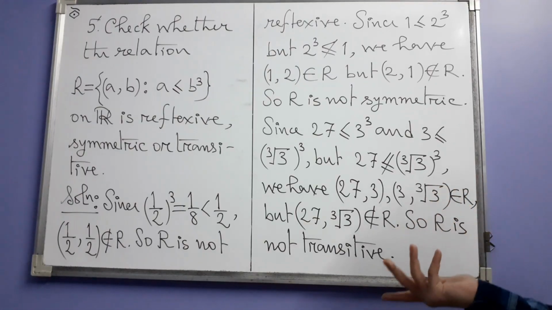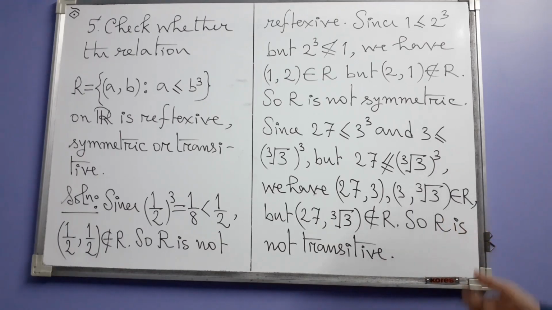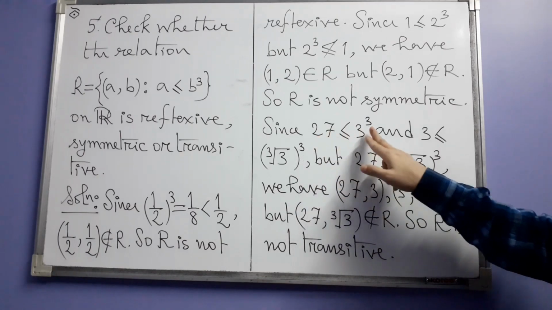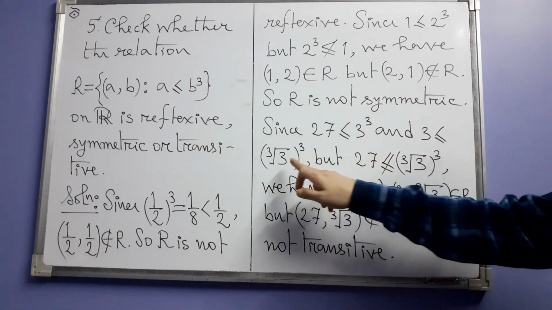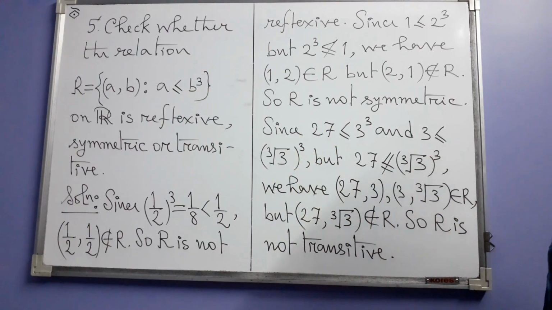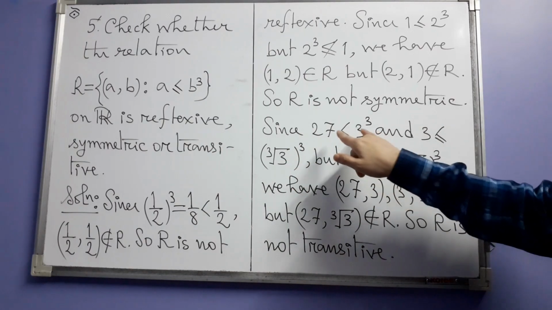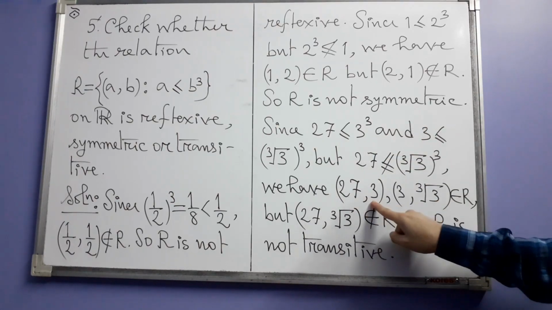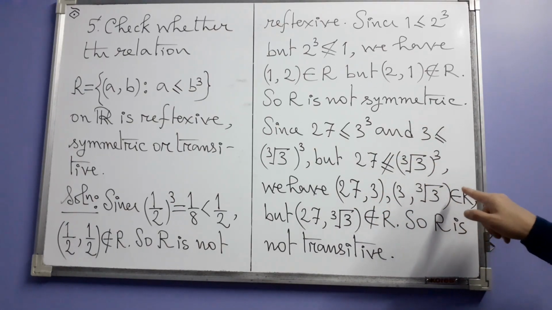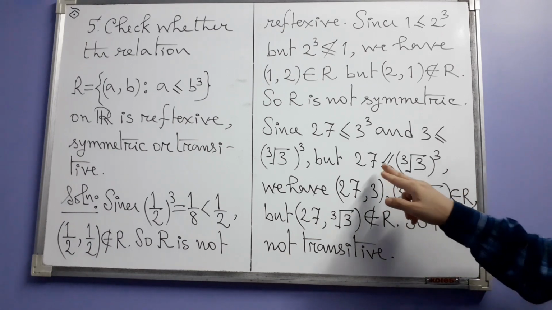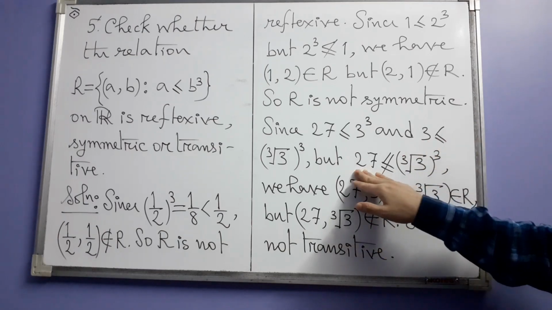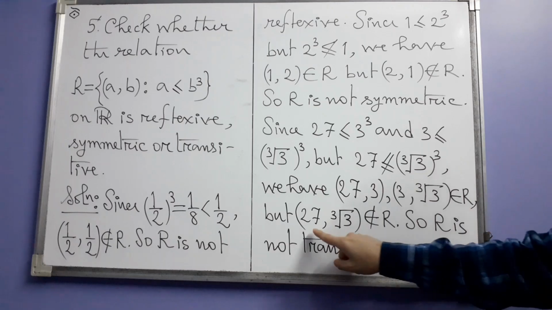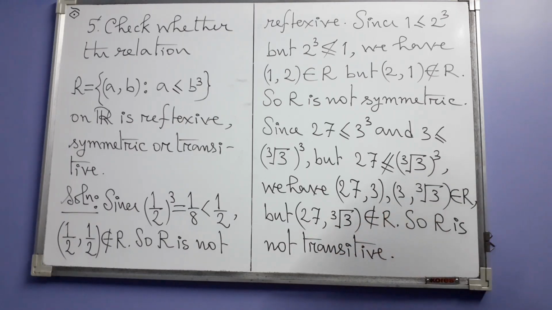And finally, you can guess that it will also not be transitive. That is the case. 27 is less than or equal to 3 cube. Actually, they are equal. Similarly, 3 is less than or equal to the cube of the cube root of 3. So here also they are equal. And these two inequalities tell us that (27, 3) as well as (3, cube root of 3) both belong to R. However, 27 is not less than or equal to this cube of cube root of 3 because this side is 27 and this side is 3. So this ordered pair is not in R. So that makes R not transitive.